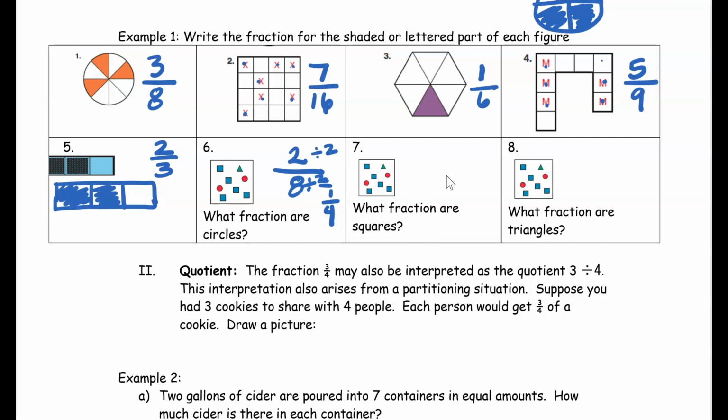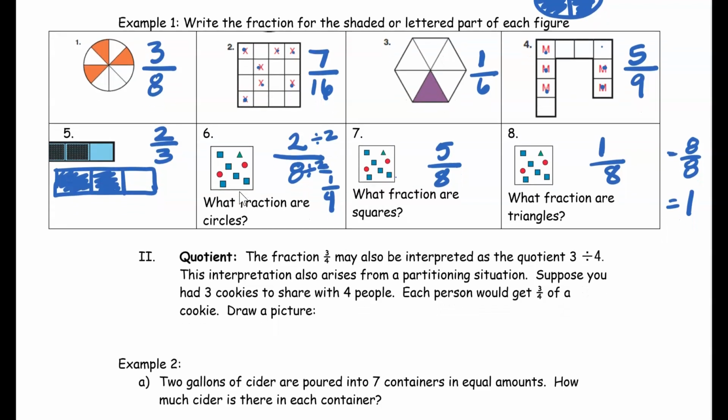For 7, what fraction are squares? We've got 8 shapes still, and then there are 1, 2, 3, 4, 5 squares, so 5/8. And then there are 8 pieces total. There is 1 triangle, so 1/8 are triangles. And if you notice, look at all the fractions from 6, 7, and 8. We've got 2/8, 5/8, 1/8, and if you add 2 plus 5 plus 1, you end up getting 8 out of 8, which is equal to 1, which is the entire picture. So we identified all of the different types of shapes there.